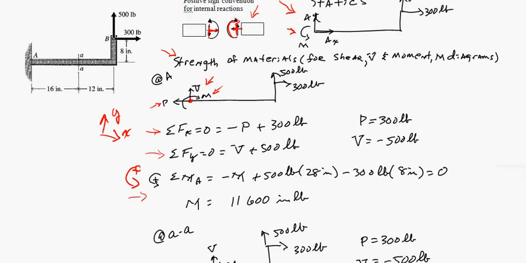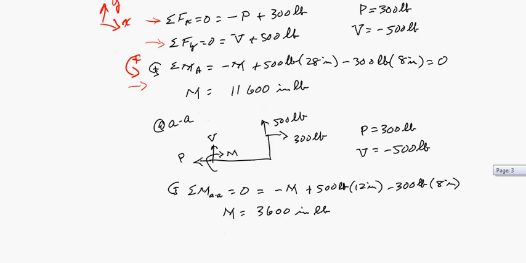Now notice that if you go up to this cross-section and redo that free body diagram, it looks like this. You still get P is the same value, V is the same value, but the amount of bending moment changes because the distance is different.